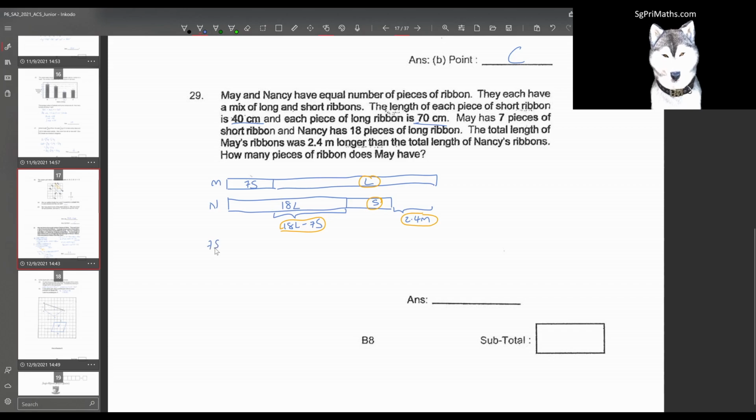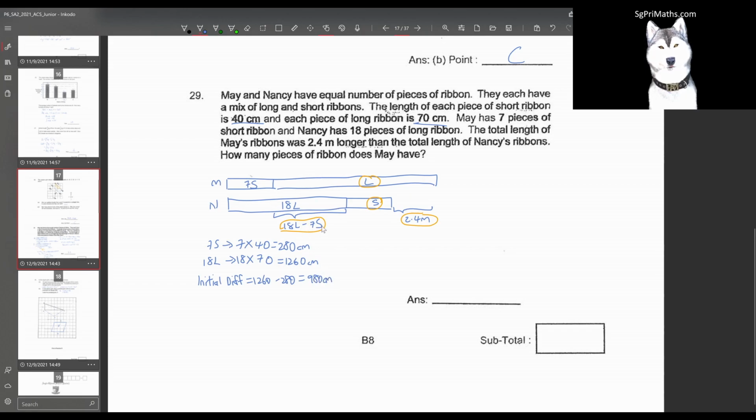So 7 short will be equal to 7 times 40. This will give us 280 cm. Then 18 long will give us 18 times 70 equals 1260 cm. So the initial difference will be equal to 1260 minus 280 equals 980 cm over here.